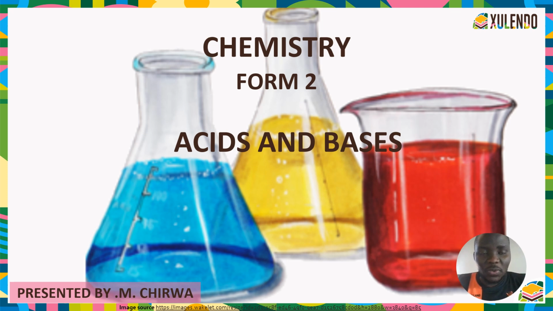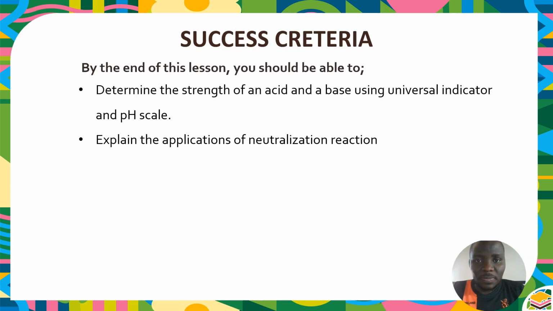In this video, I will take you through the third part of acid and base. So let us look at the success criteria that we are going to cover by the end of this lesson. We are supposed to determine the strength of acid and bases using universal indicator and pH scale and explain the applications of neutralization reaction. So everyone by the end of this lesson is supposed to achieve those objectives.